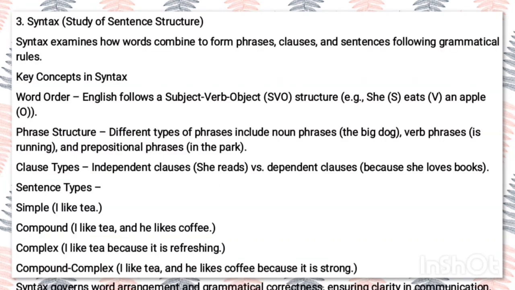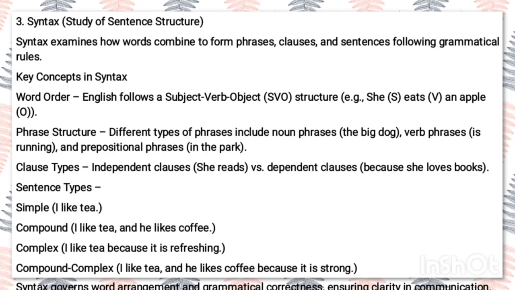Next one is syntax, the study of sentence structure. Syntax is the study of how words combine to form phrases, clauses and sentences. It focuses on the rules that govern sentence structure. First one is word order. English typically follows a subject, verb, object, SVO, word order. For example, in the sentence, she eats an apple, she is the subject, eats is the verb and an apple is the object.